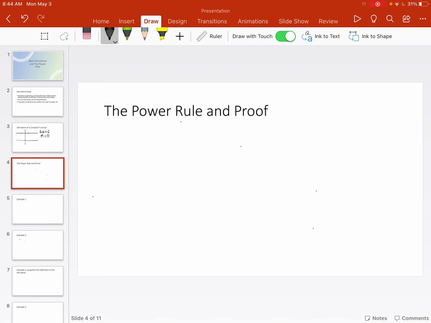So let's continue on. Let's get into the power rule. The power rule is a very important rule, like I said. What the power rule says, I'm just going to write it down right here, is let's have some function f of x. Say f of x is equal to x to the n. Well, the derivative of this, f prime of x, is n times x to the power of n minus 1.